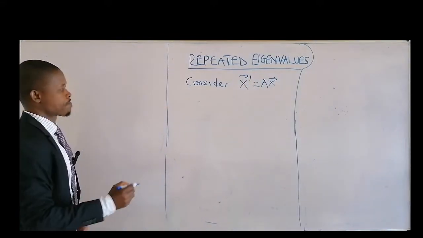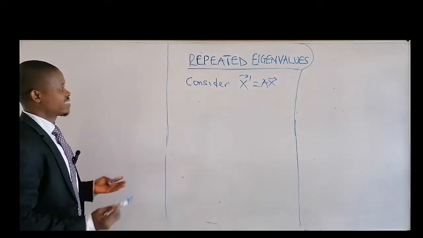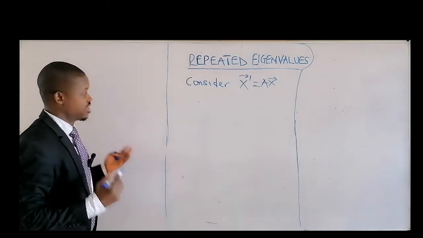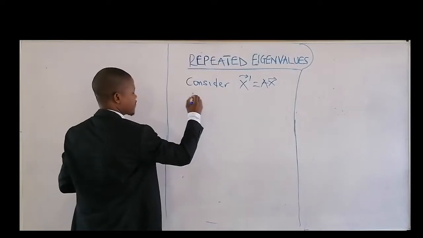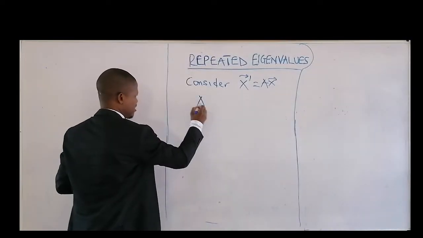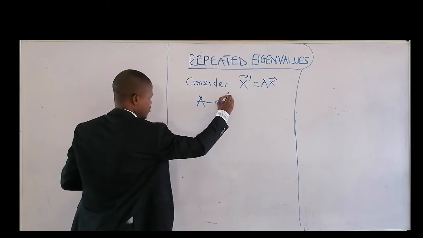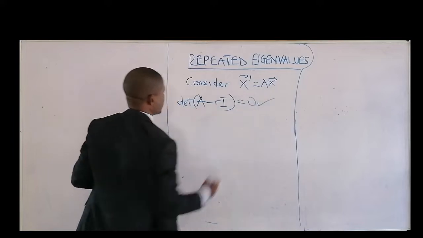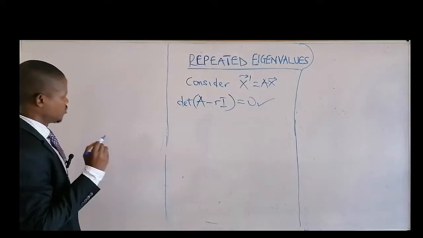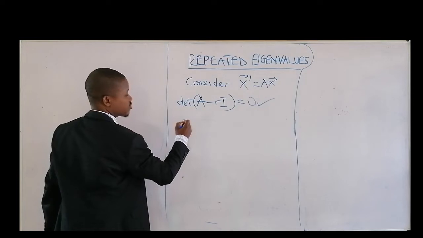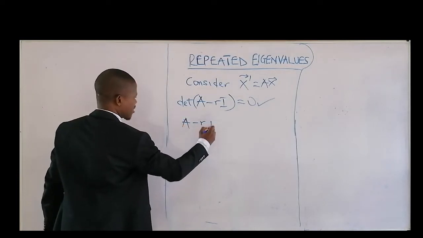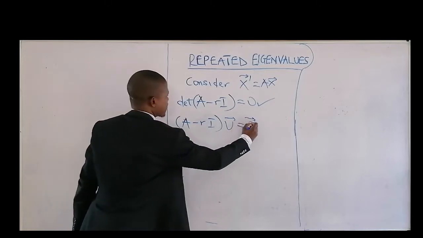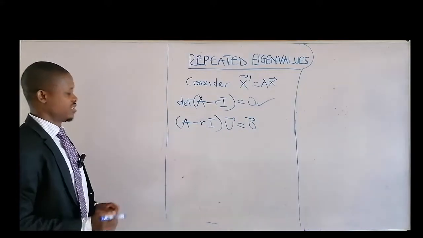We said in the previous video that to get the general solution, we need to find the eigenvalues using this expression, and also to find the eigenvectors, we need to solve this system. So these are the things we discussed in the previous video.